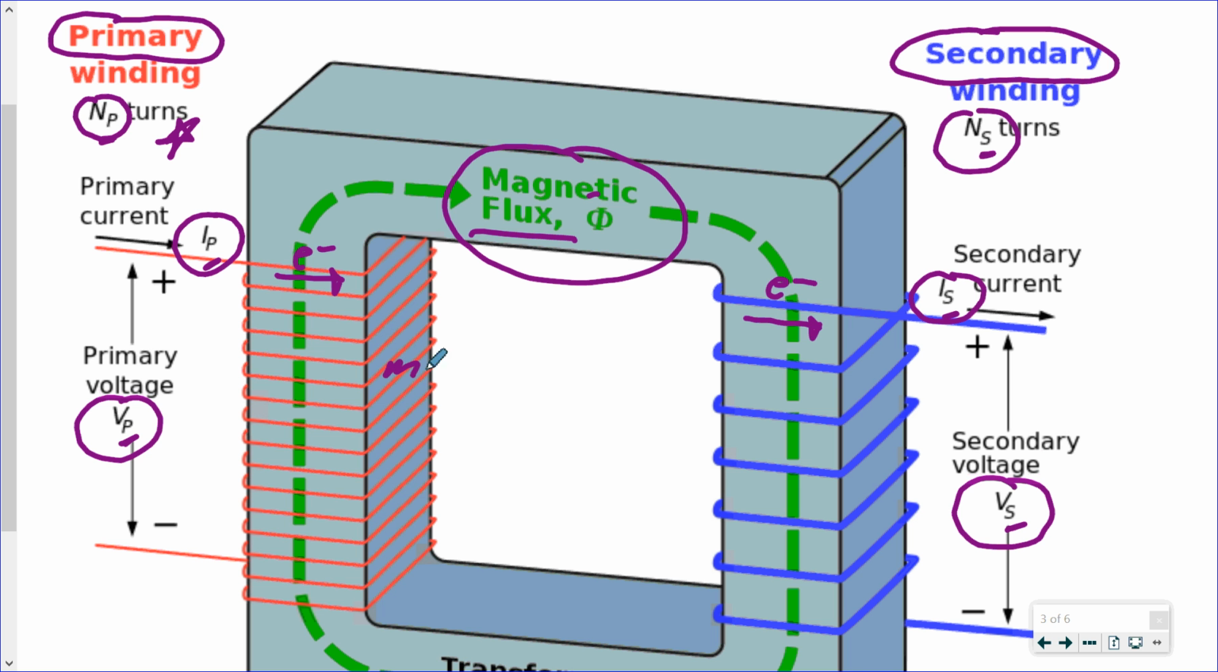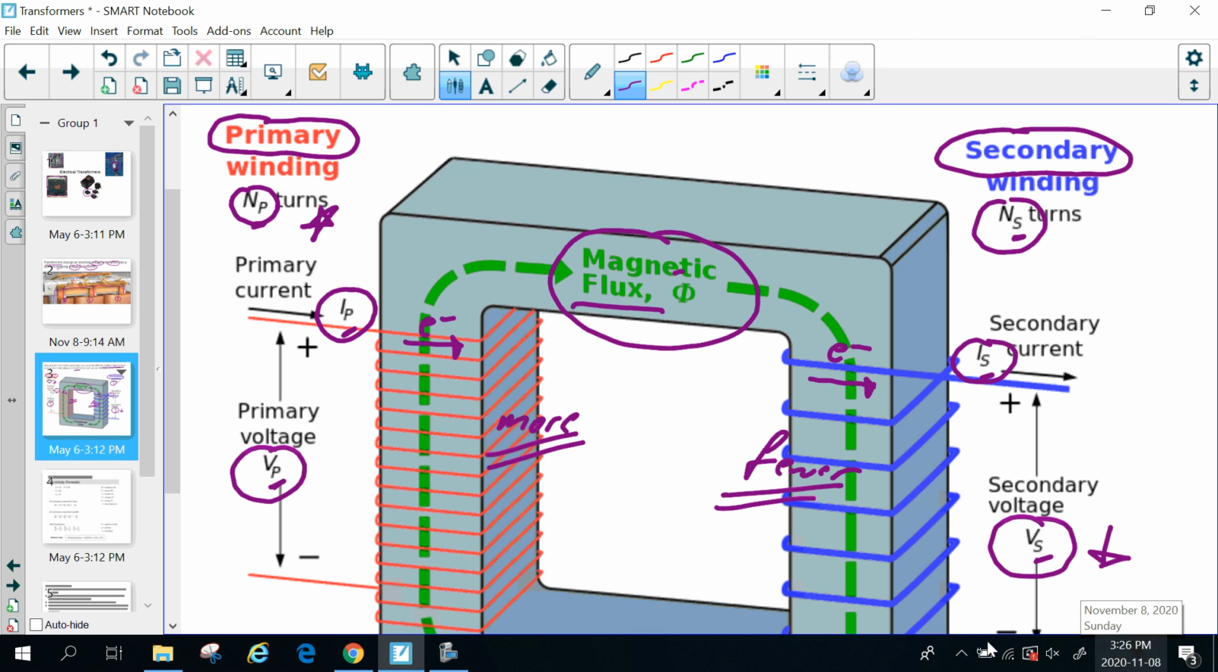In this case, we see that there are more turns on the left-hand side and fewer turns on the right-hand side. Because we're going from more to fewer turns, what that does to the voltage is decrease the voltage. For that reason, that is what we call a step-down transformer. If we flip it around and have fewer turns on the primary side and more turns on the secondary side, that would do the opposite. That would bring the voltage up, and that's what we would then refer to as a step-up transformer. And we'll get into some calculations on those in the next couple of slides.